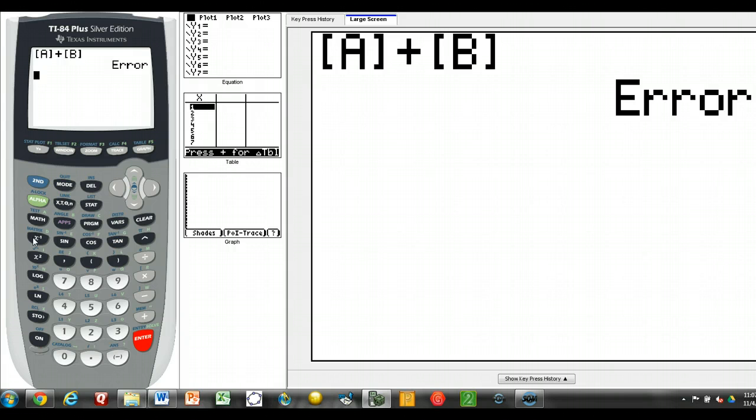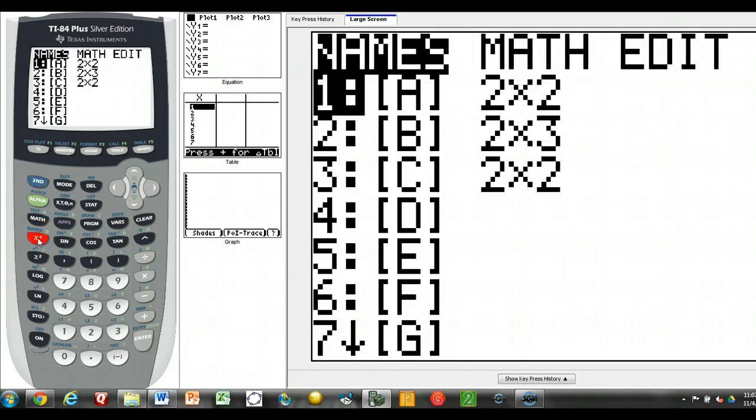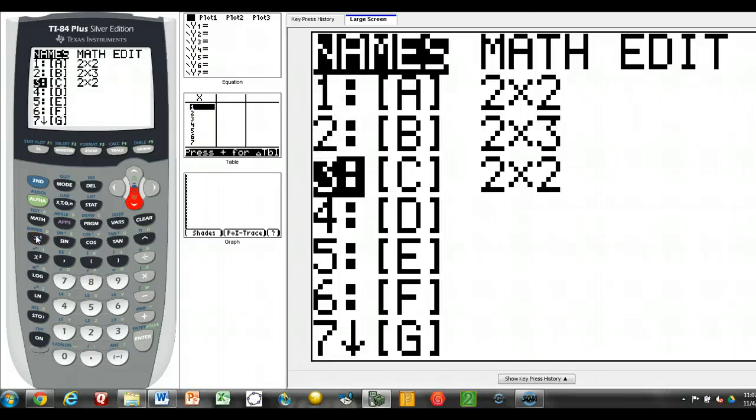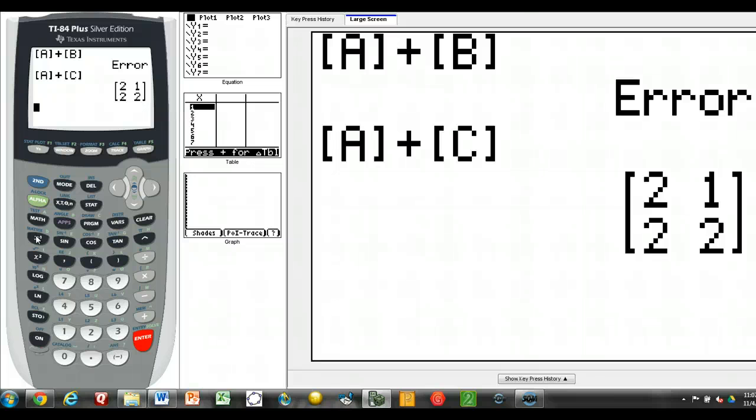So let's move on to A plus C. So go back to second matrix. We want matrix A plus matrix C. And there it is. Remember, when we add matrices or subtract matrices, we just simply use the corresponding elements. So the upper left goes with upper left, bottom right goes with bottom right, etc. Both matrix A and matrix C were 2 by 2 matrices, so this is possible. So here, this new matrix right here represents the sum of matrix A plus matrix C.